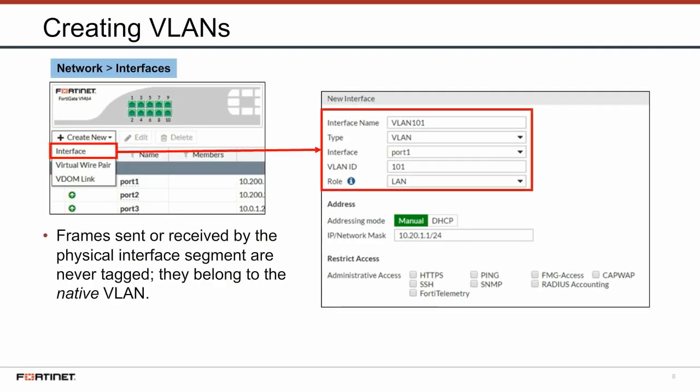To create a VLAN using the GUI, click Create New, select Interface, and then, in the Type drop-down list, select VLAN. You must specify the VLAN ID and the physical interface to which the VLAN will be bound. Frames that belong to interfaces of that type are always tagged. On the other hand, frames sent or received by the physical interface are never tagged. They belong to what is called the native VLAN, VLAN ID 0. Note: in a multi-VDOM environment, the physical interface and its VLAN sub-interface can be in separate VDOMs.